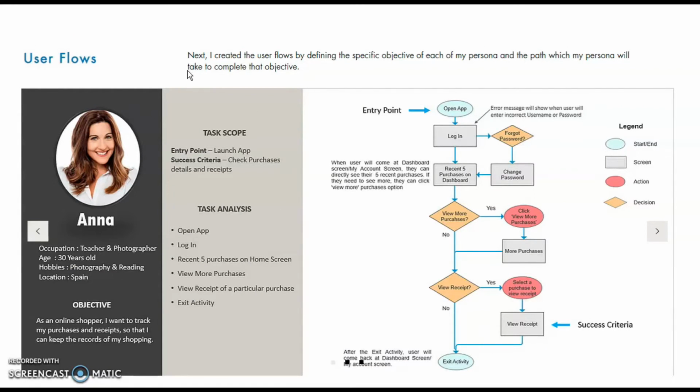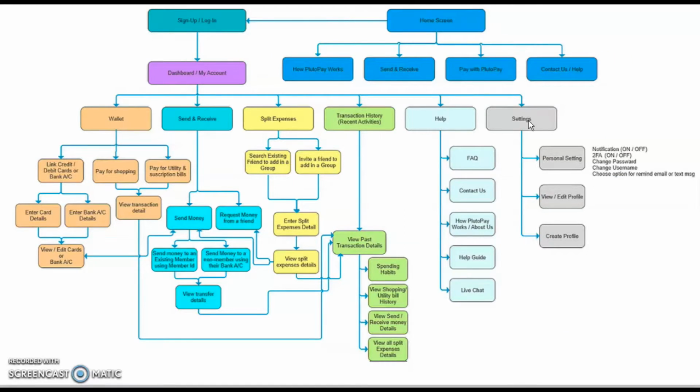I created the 3 user flows by defining the specific objective of each of my personas and the path which my persona will take to complete that objective. I chose the objectives which matched the main functions of my app. These flows really helped me to avoid the common mistakes which I could make while developing my app. So with these user flows in mind, I developed the information architecture of my app.